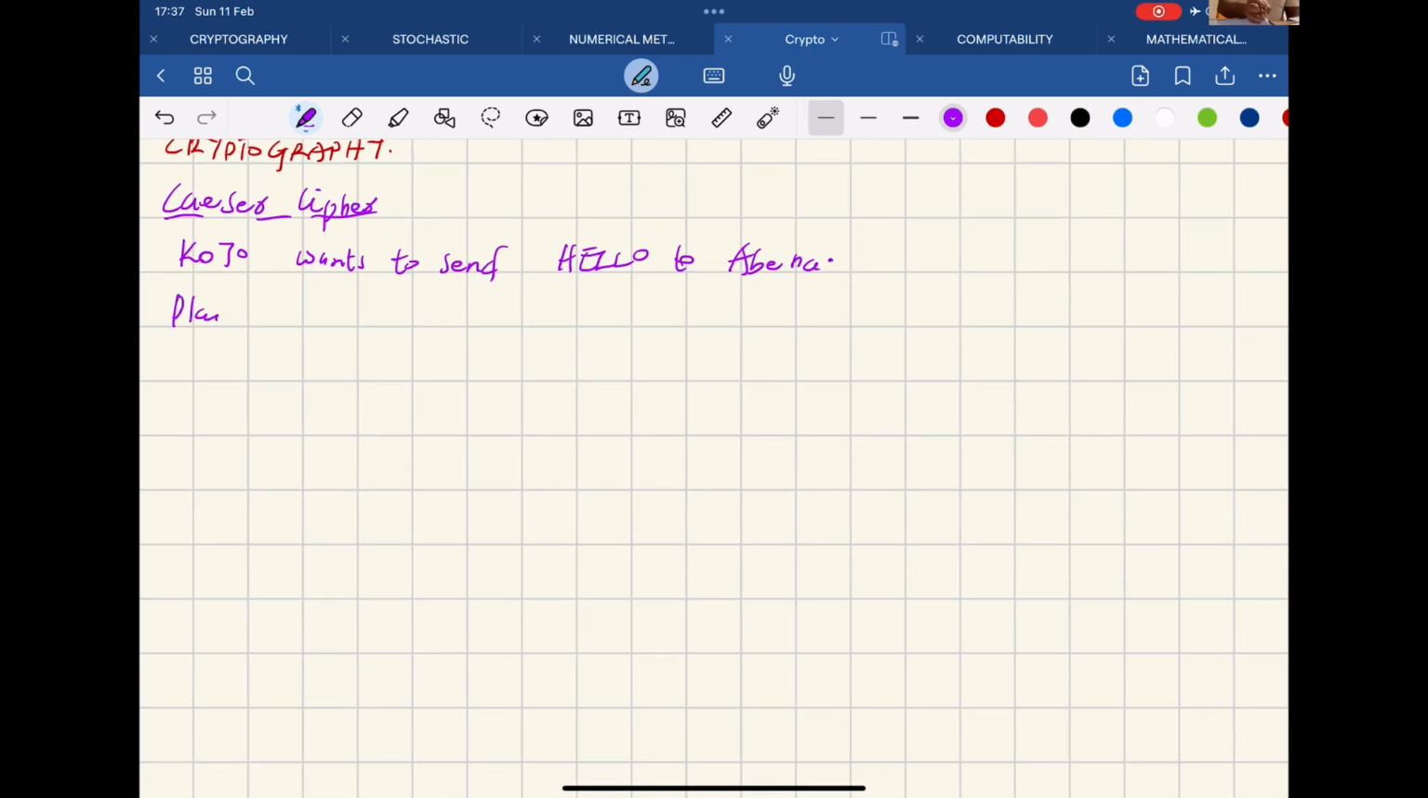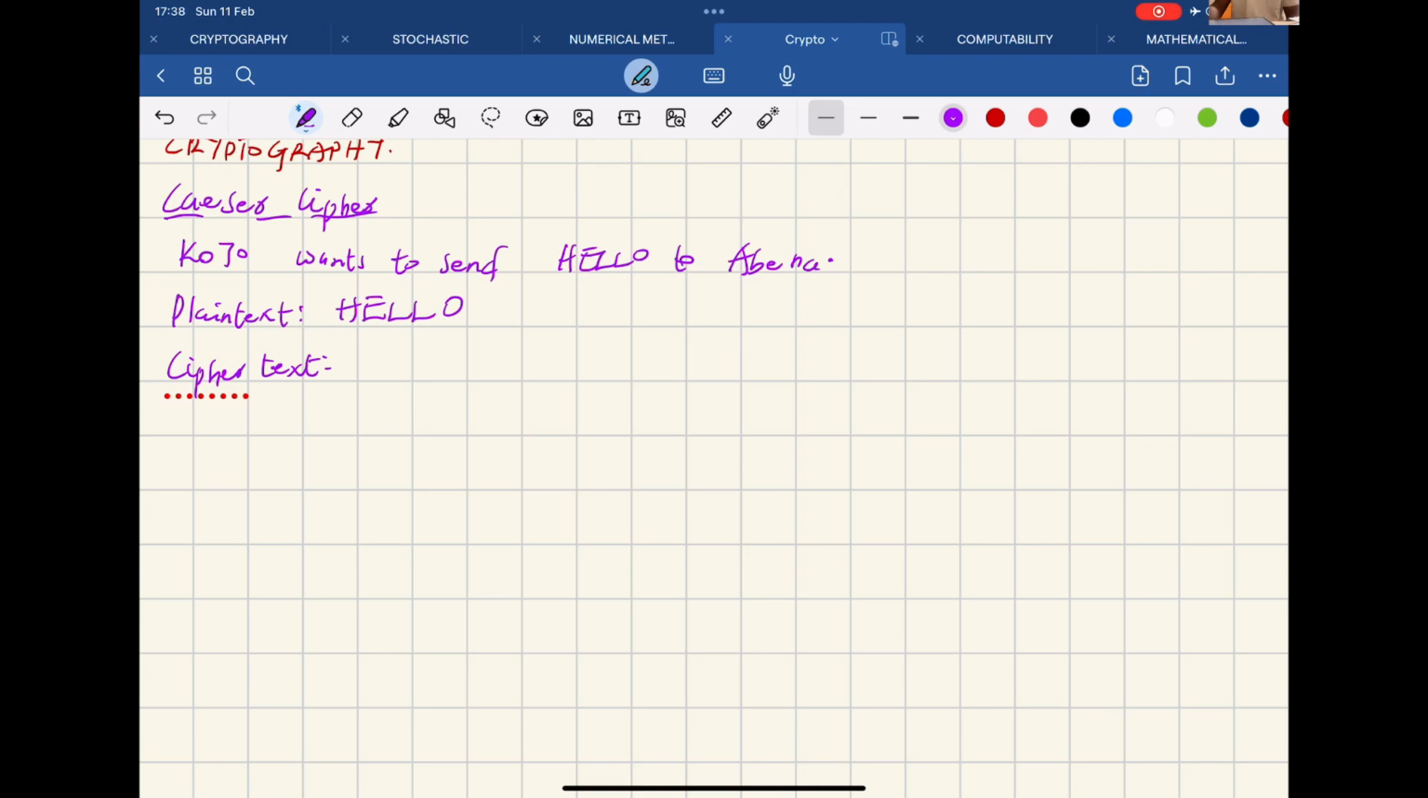So the plain text is what I want to send, and that is hello. Now, I do not want to send this hello because anyone can read the message. So I want a cipher text. Now, how do I get a cipher text? Before I send the message, the one sending the message and the one receiving the message, we both know the key to use. So the key, as in, we get a specific number.